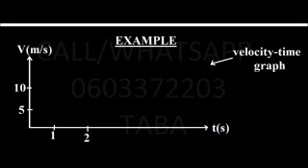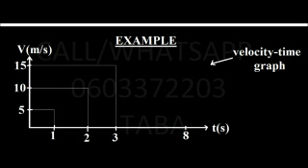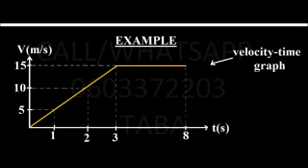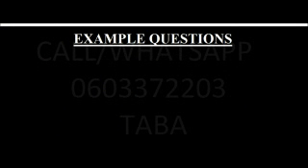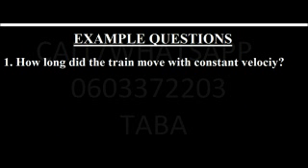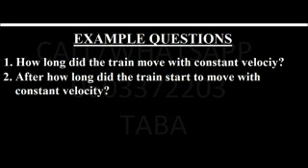You can see this is the graph clearly there, with an indication of points A, B, C, as well as the values of velocities on the y-axis and the values of time taken on the x-axis. At the bottom, we have the questions based on the graph plotted there. The first question is asking us how long the train moved with constant speed. We will have to get the answer from the graph.